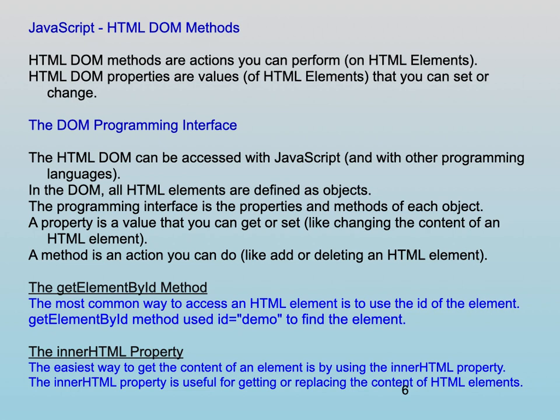The DOM programming interface. The HTML DOM can be accessed with JavaScript and with other programming languages also. In the DOM, all HTML elements are defined as objects. The programming interface is the properties and methods of each object. A property is a value that you can get or set, like changing the content of an HTML element or modifying it. A method is an action you can do, like add or delete an HTML element.